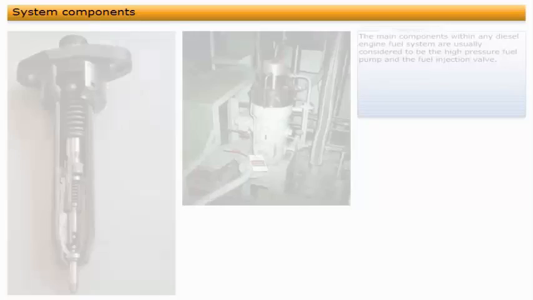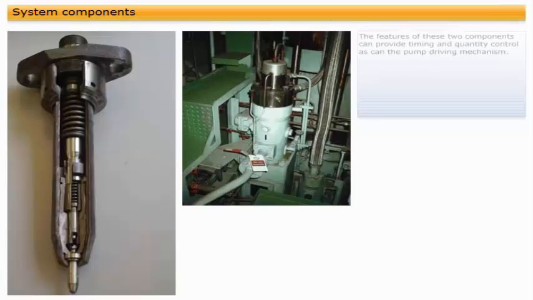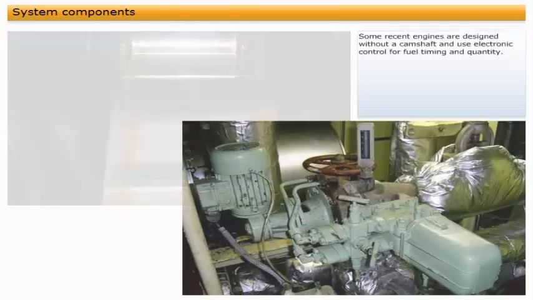The main components within any diesel engine fuel system are usually considered to be the high-pressure fuel pump and the fuel injection valve. The features of these two components can provide timing and quantity control, as can the pump driving mechanism. The driving mechanism is often a cam mounted on the engine camshaft. The camshaft is normally driven by the engine crankshaft. Some recent engines are designed without a camshaft and use electronic control for fuel timing and quantity.